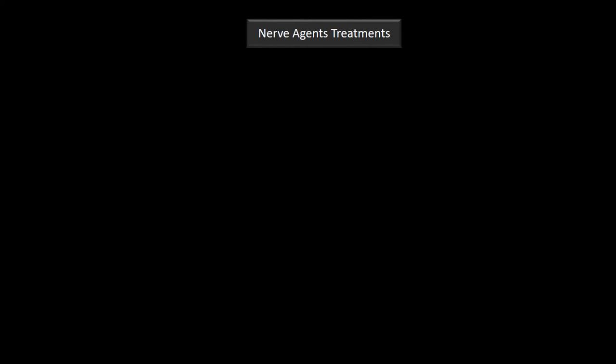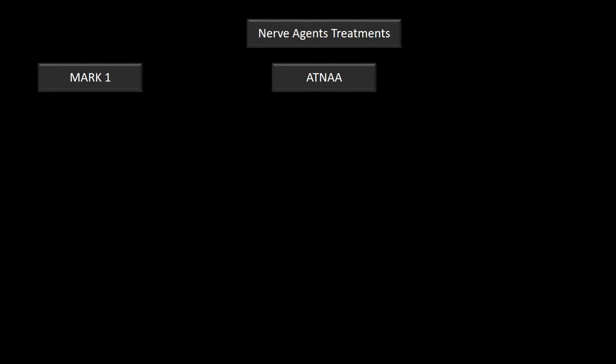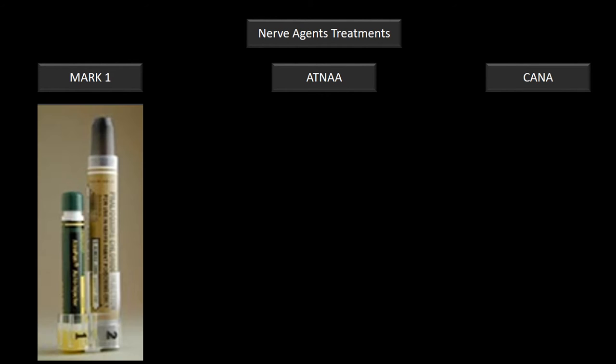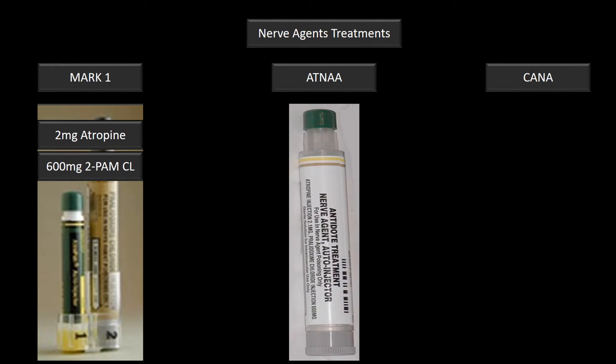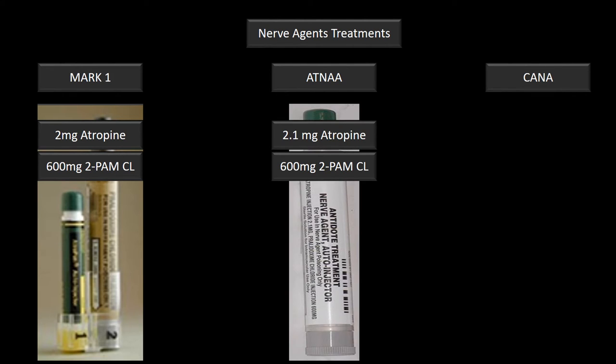So, the forms our antidotes are going to be available in. We've got the Mark I kit, the ATNAA, right? The ATNAA stands for Antidote Treatment Nerve Agent Autoinjector. And then CANA, which stands for Convulsive Antidote Nerve Agent. So your Mark I is going to have the atropine and the 2-PAM chloride in the form of two autoinjectors. It's going to supply 2 milligrams of atropine and 600 milligrams of 2-PAM chloride per the two autoinjectors. Your ATNAA is going to have the atropine and the 2-PAM chloride in a single autoinjector, and it provides 2.1 milligrams of atropine and 600 milligrams of 2-PAM chloride.